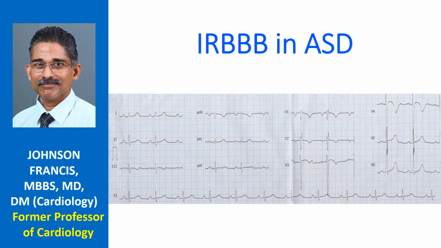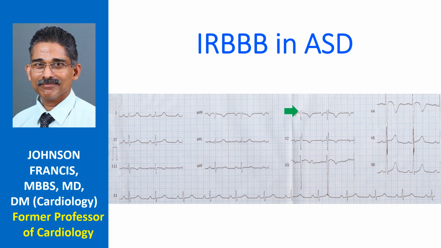Classical QRS pattern in ASD is the rSR' in V1, suggestive of incomplete right bundle branch block. This pattern in ASD is due to right ventricular volume overload. QRS axis is usually rightward, more so when there is severe pulmonary hypertension.